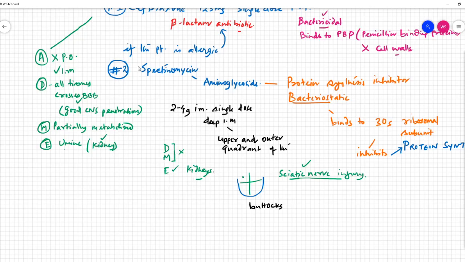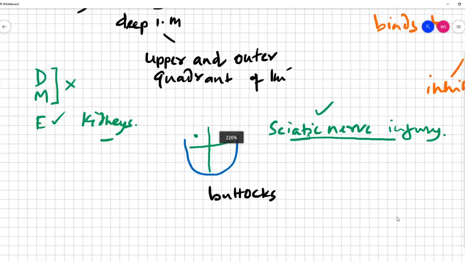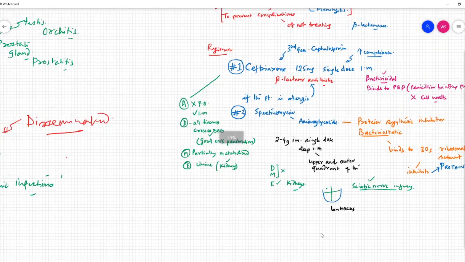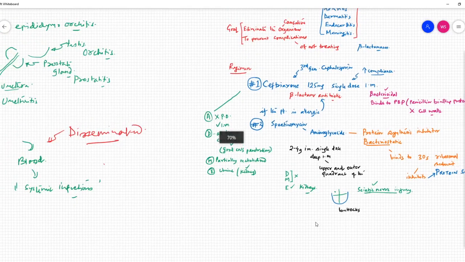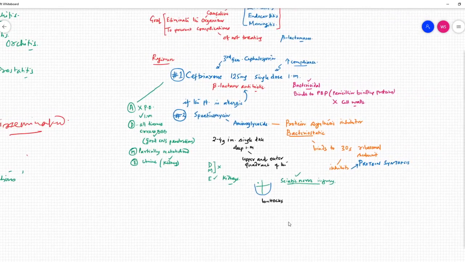Okay, so these drugs basically can meet the requirement of the therapy. Okay, so they can eliminate the organism and thereby prevent the complications of this particular disease.